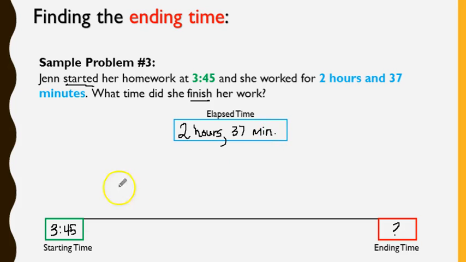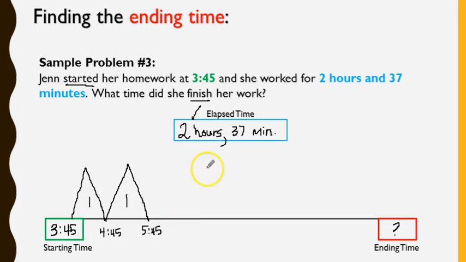Okay, so now we just draw how many mountains? 2 mountains. So 3:45, then you go to 4:45. Then you go to 5:45. Okay, so now we need to do 37 minutes. So I'm going to make some 10-minute hills. Okay, I was at 5:45. Let's get to 5:55.